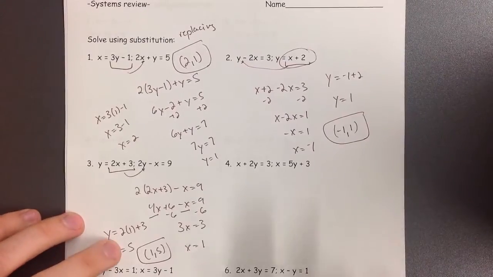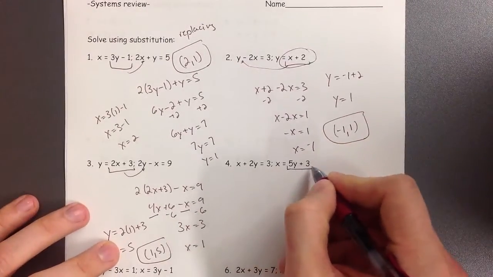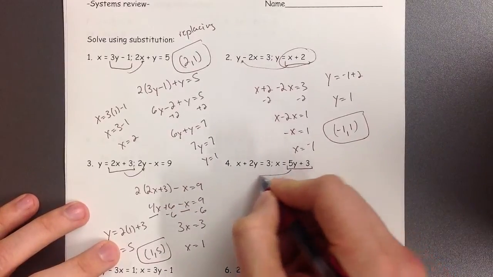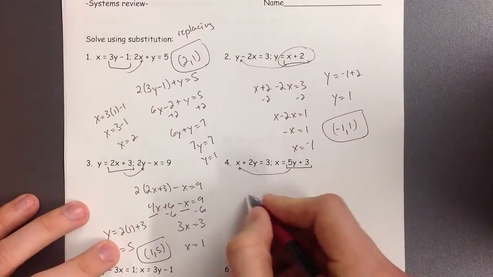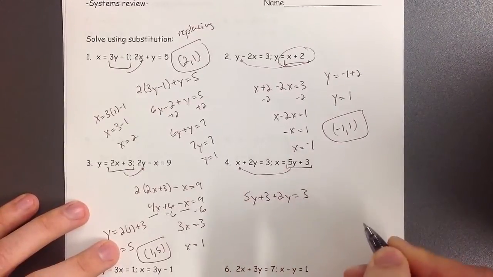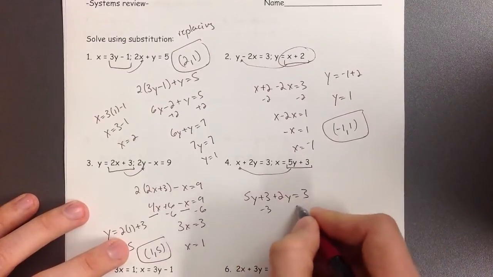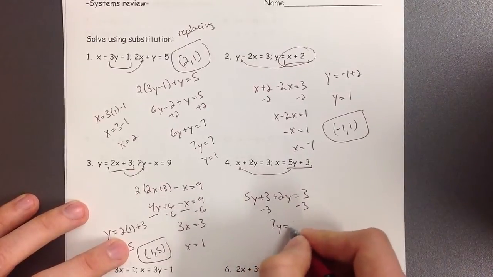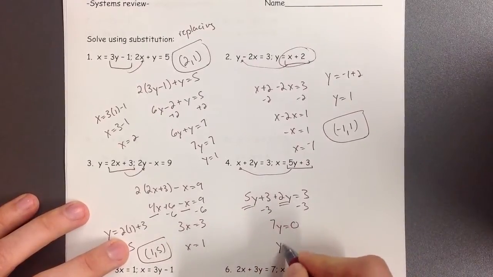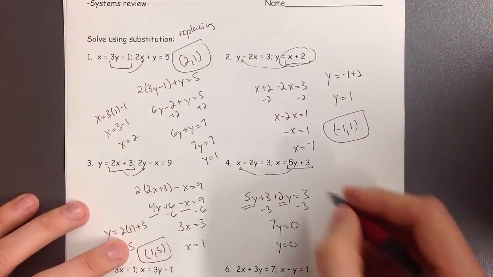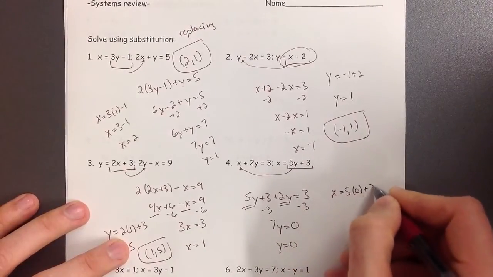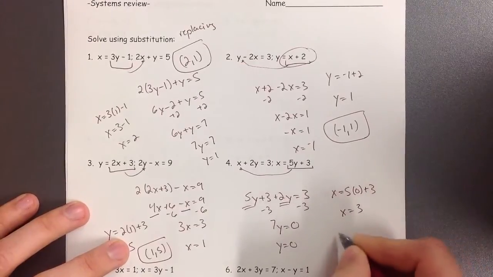Now, number 4, x is already solved for in my second equation. I look for something I can replace. X is already solved for. I'm going to drop that value in for x. So I have 5y plus 3 plus 2y is equal to 3. This time you're going to get something particular. You get 7y is equal to 0. Don't panic with your 7y equal to 0. There's a number that makes that work. It will be 0. Take that value, drop it in for y, and then we solve for x like we've been doing.